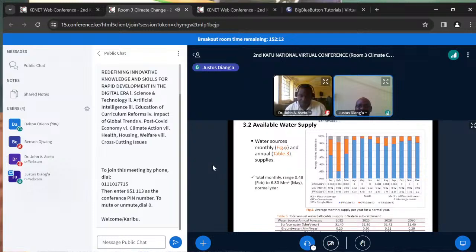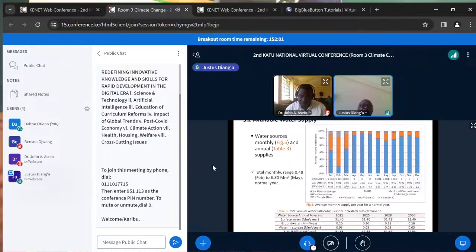And the average from the water and storage, groundwater and surface water, we're having it here. And if you total it up, we found that the monthly range is 0.48 in February to 6.80 million cubic meters per year. That is in May. In a normal year, to mean that during this period we have normal years like 2022 and leap years.